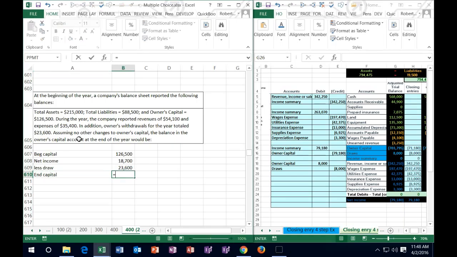So that equals the capital we started with plus the net income, which would increase capital, less the draws here. And that's going to give us the 121.6. Couple things to note here. Note that the draws were actually greater than the net income.